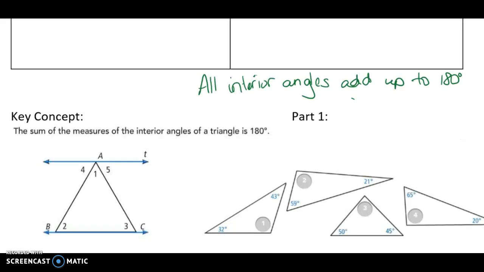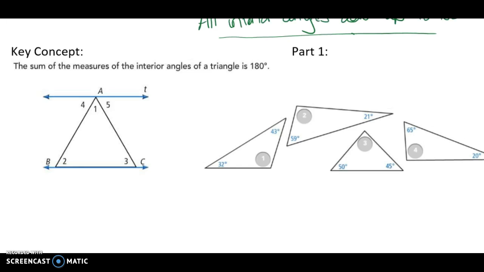First thing I want you to do is write down this section right here where it says all interior angles add up to 180. You need to know that the inside triangle angles are all going to add together to be 180 degrees.